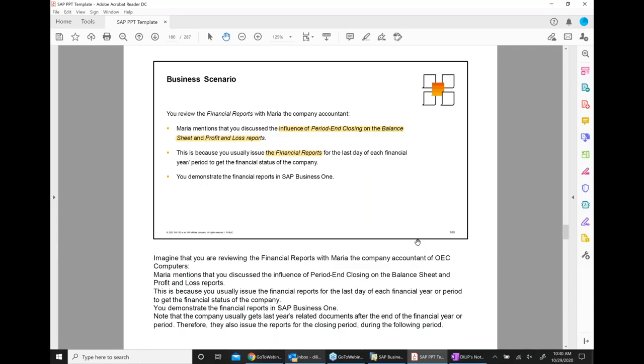What was my balance sheet for 2019? What was my balance sheet going to be in 2020? What is my balance sheet of 2018? What is my profit and loss for 2019? What is my profit and loss for 2018? So we produce all those different balance sheets and other objects as part of statutory reports.